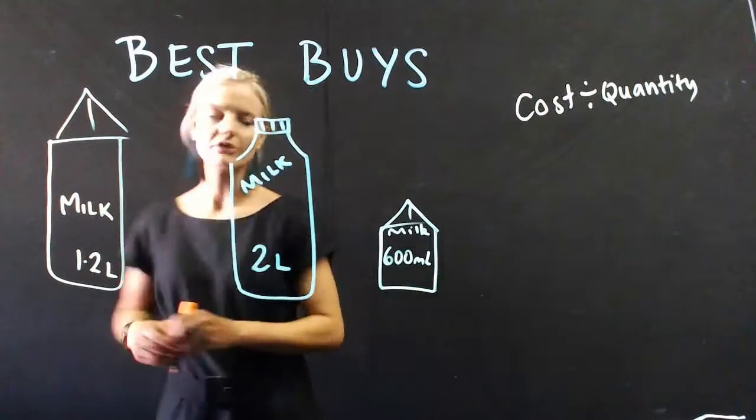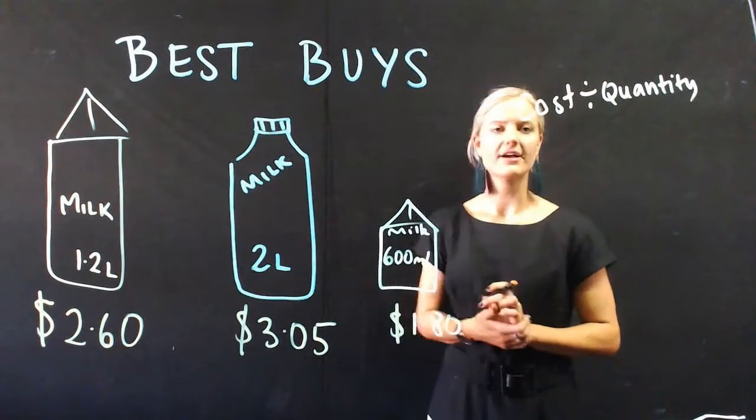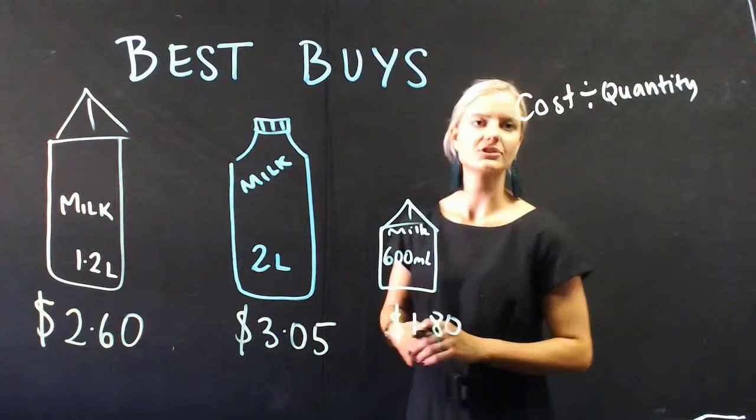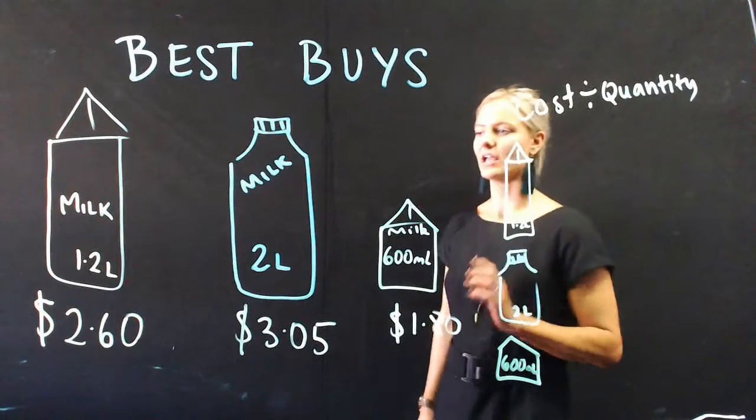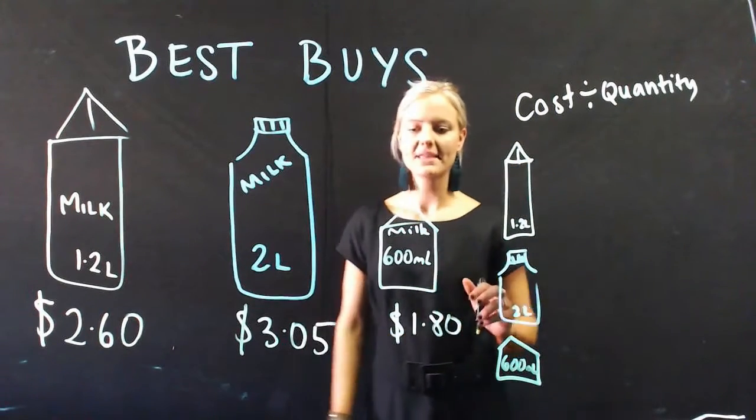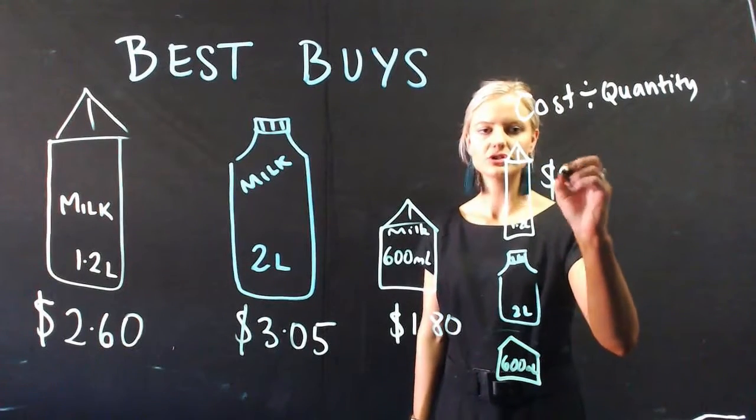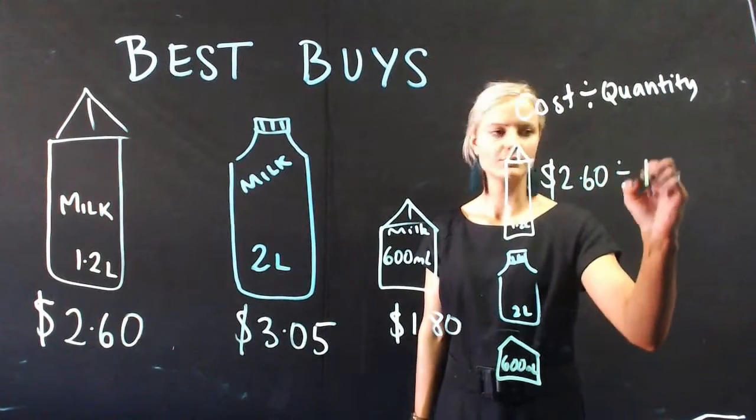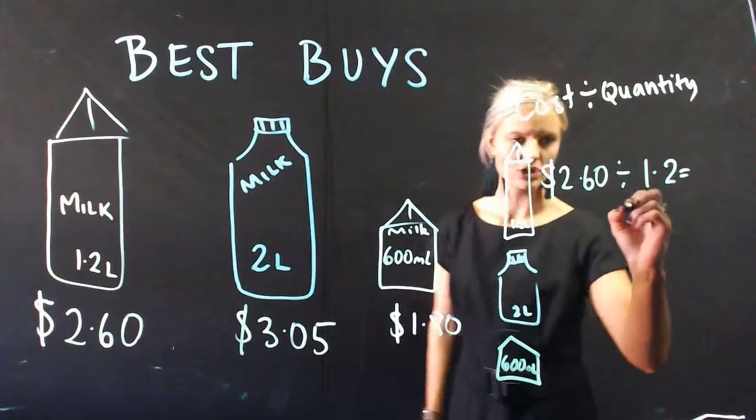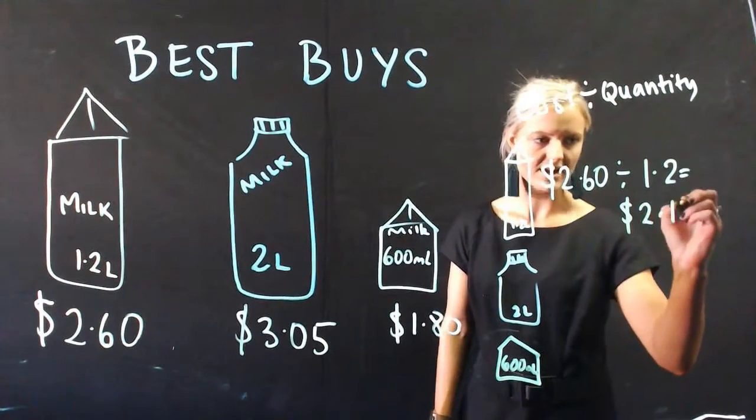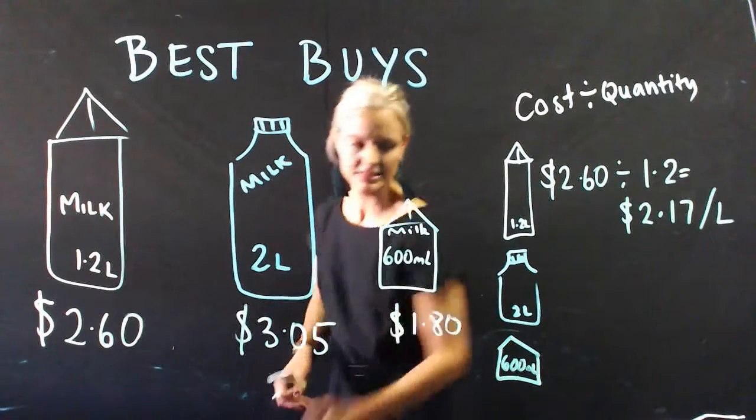The quantity of this is 600 millilitres, 2 litres, 1.2 litres. Okay, so the costs of each of them are $2.60 for 1.2 litres, $3.05 for 2 litres, $1.80 for 600 millilitres. Alright, so working out the best buy. What do each of these cost? And we'll go per litre. So cost divided by quantity for the first option. Cost is $2.60 divided by quantity, which is 1.2. $2.60 divided by 1.2, using my calculator, is $2.17 per litre.